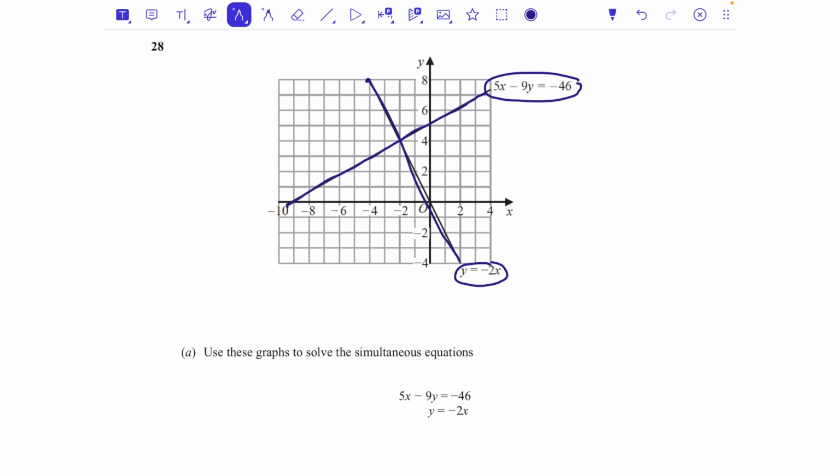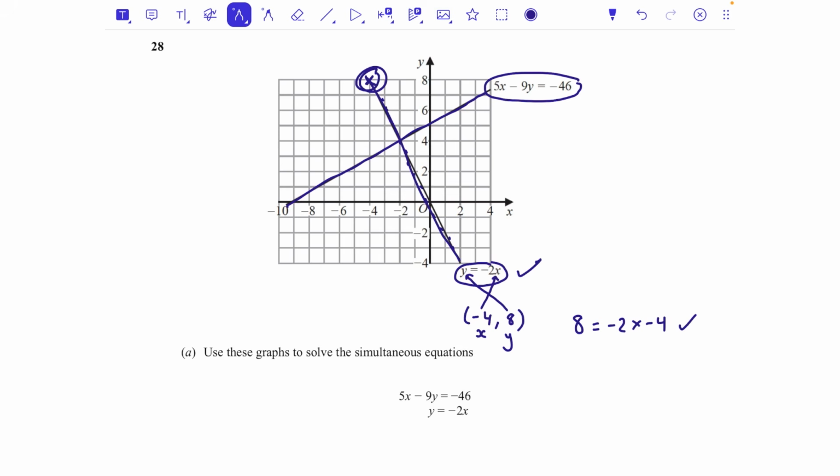Now every single coordinate on this line makes this equation true. I'll show you what I mean. If you were to take this coordinate, for example, up here, that is the coordinate minus 4, 8. If you put minus 4 where the x is, because that's your x coordinate, and you put 8 where the y is, because that's your y coordinate, does 8 equal minus 2 times minus 4? Yes, it does.